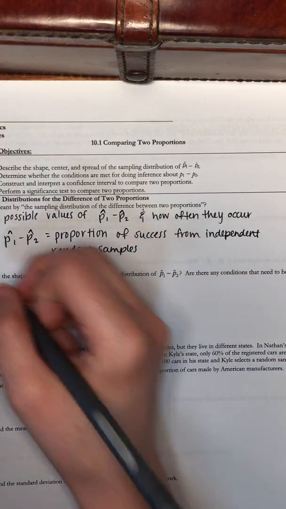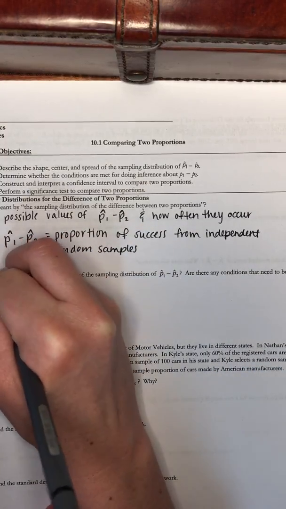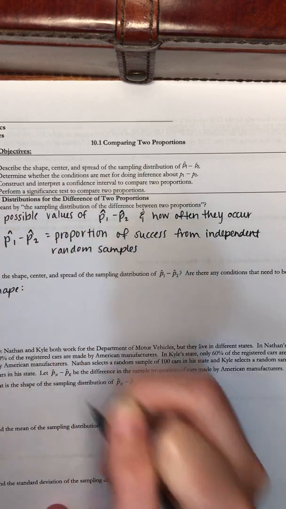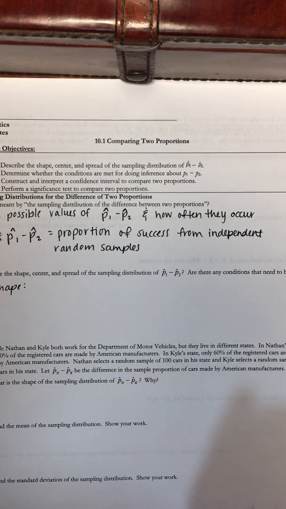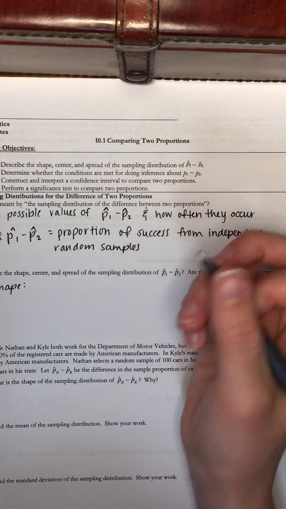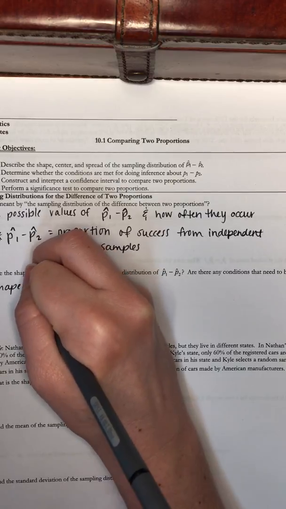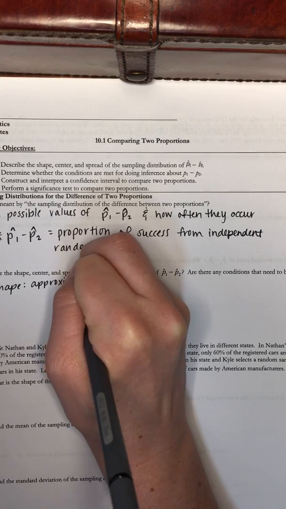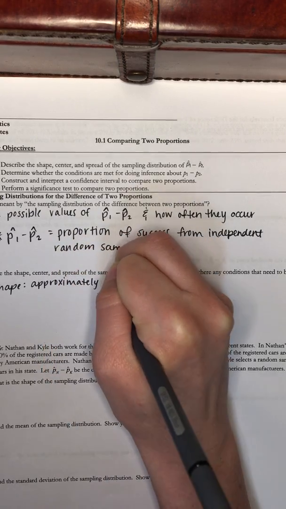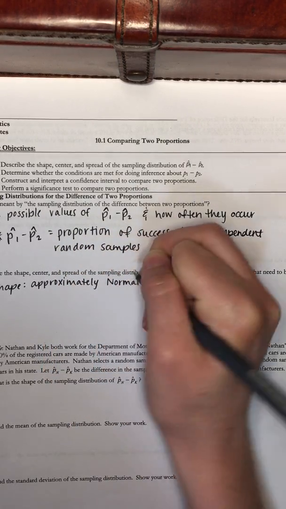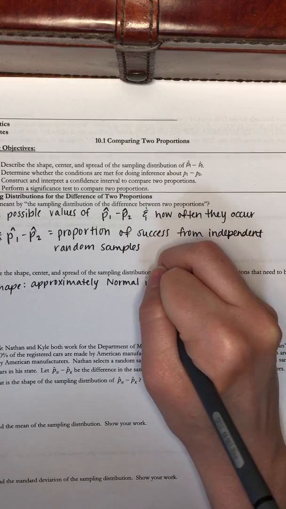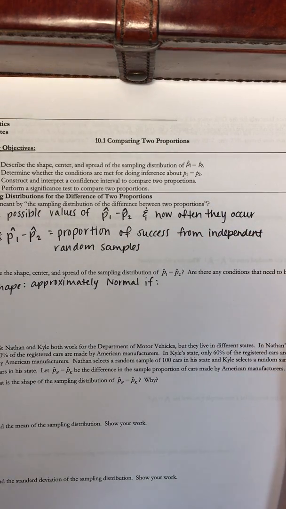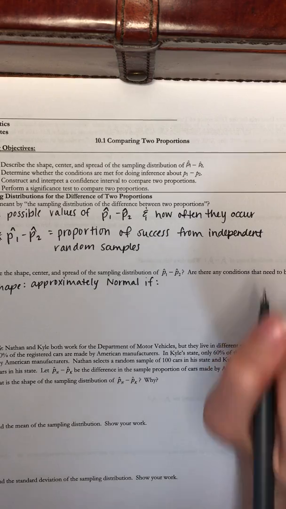Okay. What are the shape, center, and spread of the sampling distribution of p hat 1 minus p hat 2? If you remember, we're pretty much just going to say normal or approximately normal or not approximately normal. And so we're going to say that it is approximately normal if, anybody know? Okay, you can't answer me, but hopefully you do know.